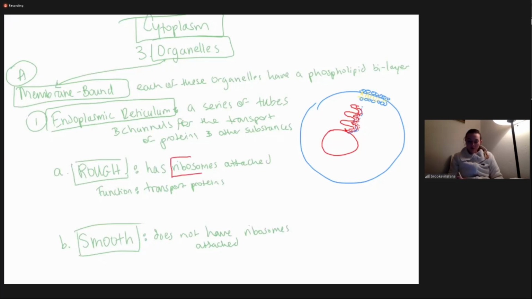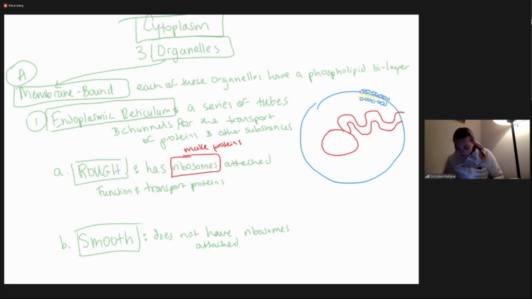Ribosomes make proteins. So if we picture, let's draw it a little bit bigger so we can see it. If this is my endoplasmic reticulum, right? And on the surface, these are my little ribosomes. The ribosomes are going to be creating little proteins, and the proteins are going to go right in the middle of this tube, okay?